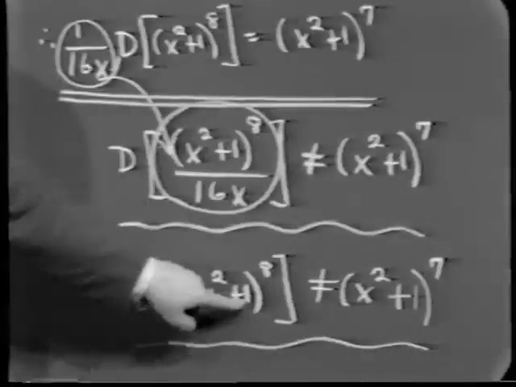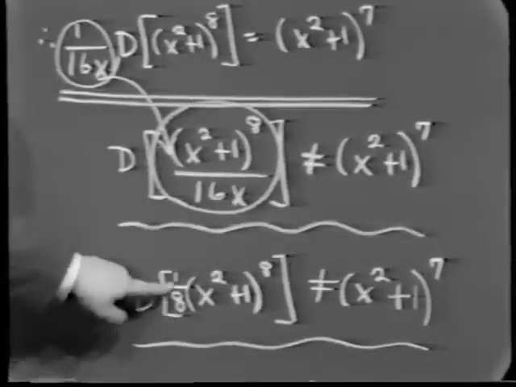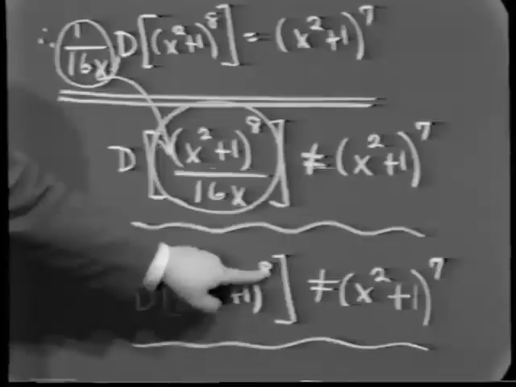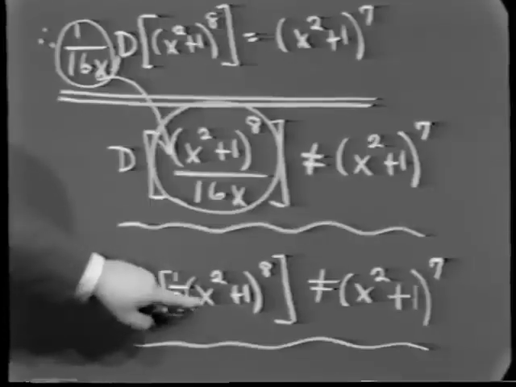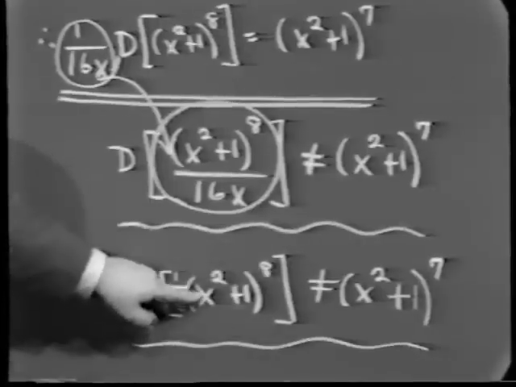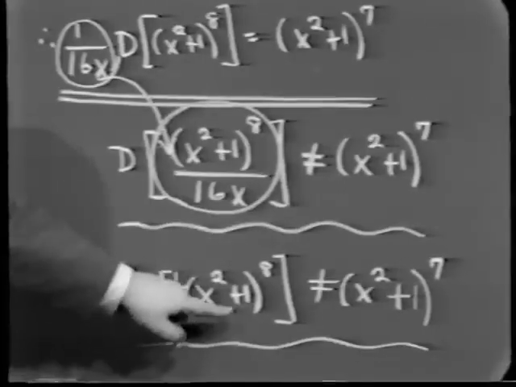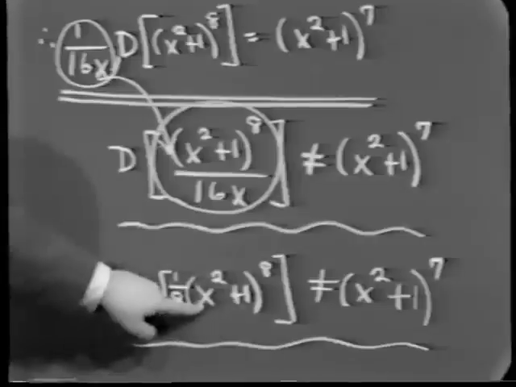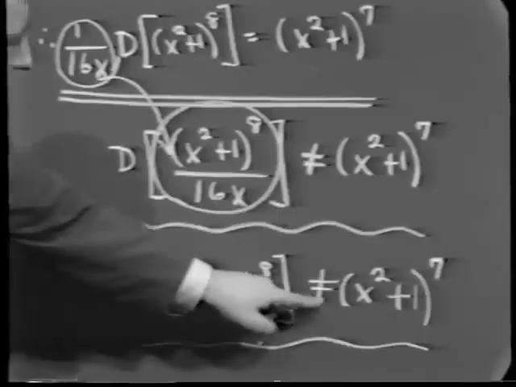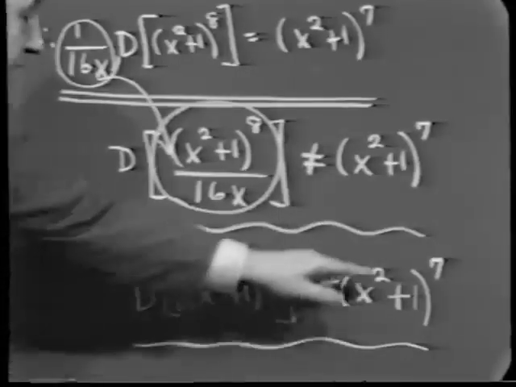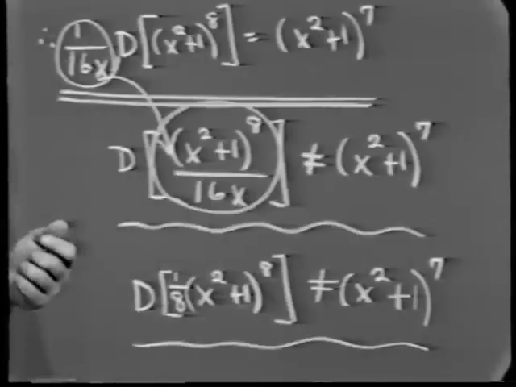By the way, this would also be a wrong answer because we've already seen that the derivative of 1/8 times x squared plus 1 to the 8th power is what? You bring the 8 down, which kills off the 1/8. You replace this by a power 1 less, which gives you x squared plus 1 to the 7th. But the correction factor here is you must also multiply by the derivative of what's inside with respect to x, and that's 2x. In other words, you do not get x squared plus 1 to the 7th. What you do get is what? x squared plus 1 to the 7th times 2x.